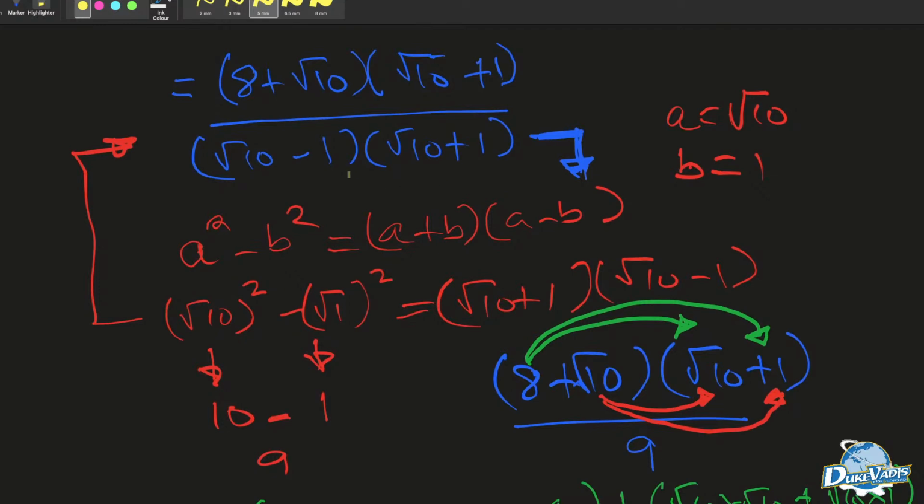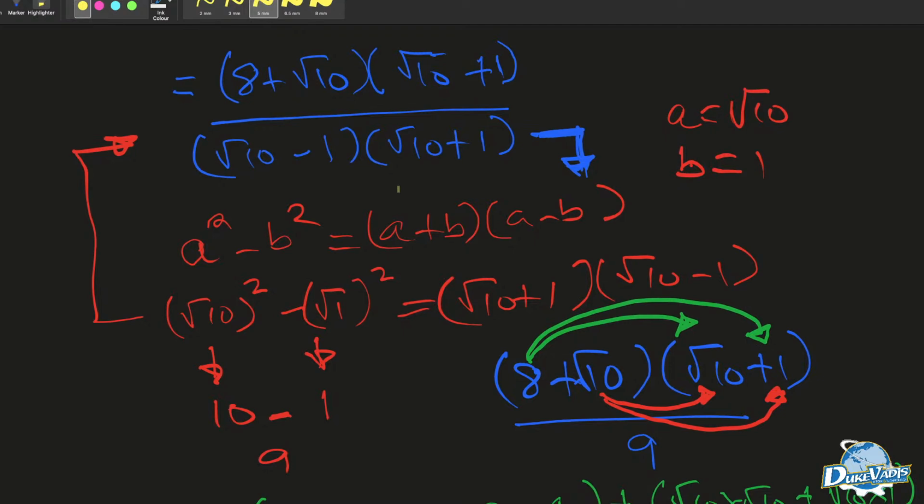Okay, now the denominators, as you can see, here is minus and here is plus. And we have root 10 is the same as root 10, and 1 over here is the same as 1. So we remembered our equation we learned that is called the difference of two squares. Then we said A is instead of root 10 and B instead of 1.